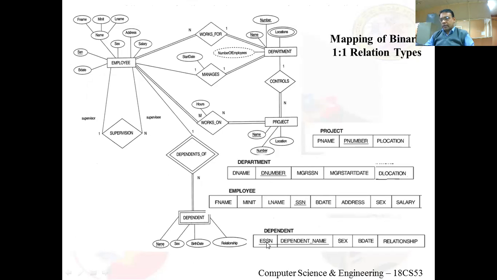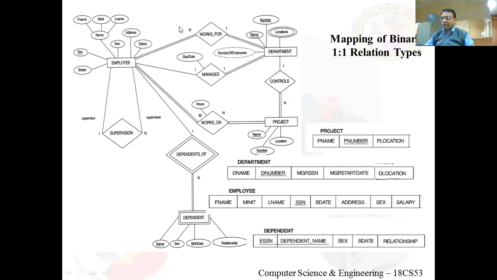ESSN is added. Third step, identify 1:1 relationship type. Identify the relation at total participation side, double line side. So department. In department, add primary key of employee. So MGR SSN will be added.